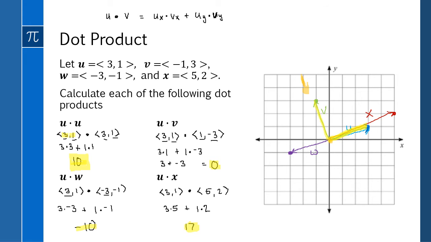So these are not pointing at all in the same direction, and that is why the dot product is 0. When we compare vectors u and w, notice that they are pointing in the same angle, but in opposite directions. So they are basically the same vector, but negatives of each other.